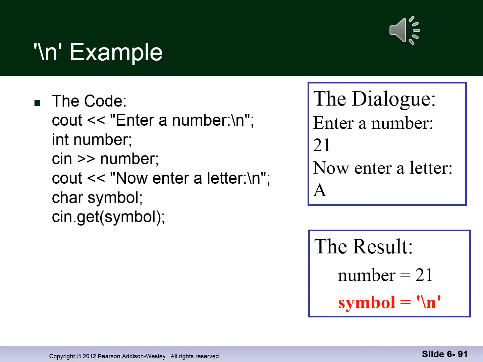This is the big issue with cin.get. Not, it's not an issue, it's just how it works, and you need to be aware of that. If we had used cin with the extraction operator to get symbol, it would have skipped the new line character, and symbol would contain A. But with the get member function, it does not skip the new line character. Is it me, or are we beating a dead horse here?